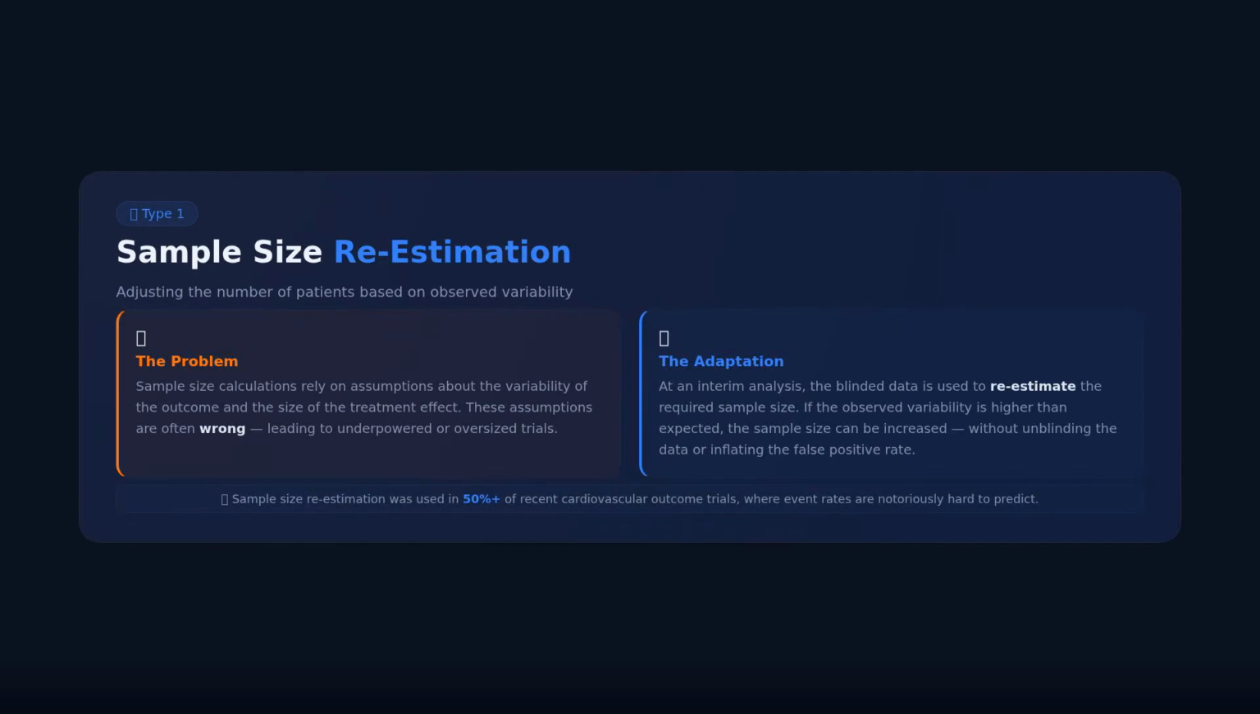Sample size re-estimation adjusts the number of patients based on observed variability. Sample size calculations rely on assumptions about variability and effect size, which are often wrong. At an interim analysis, the blinded data is used to re-estimate the required sample size. This was used in over 50% of recent cardiovascular outcome trials.